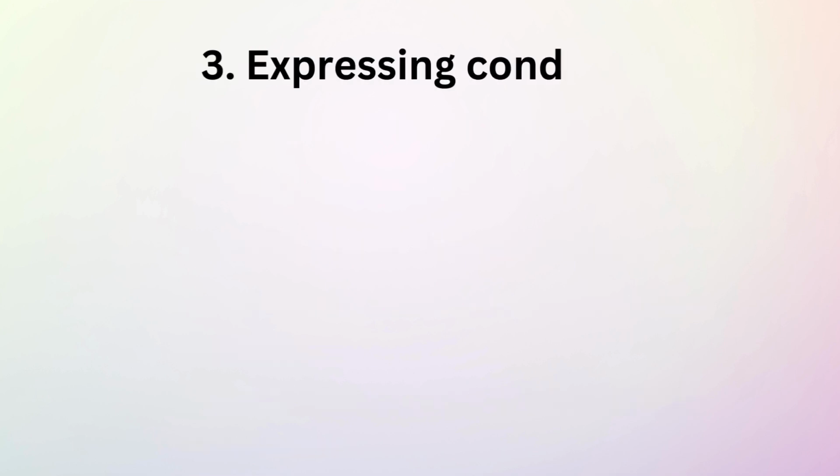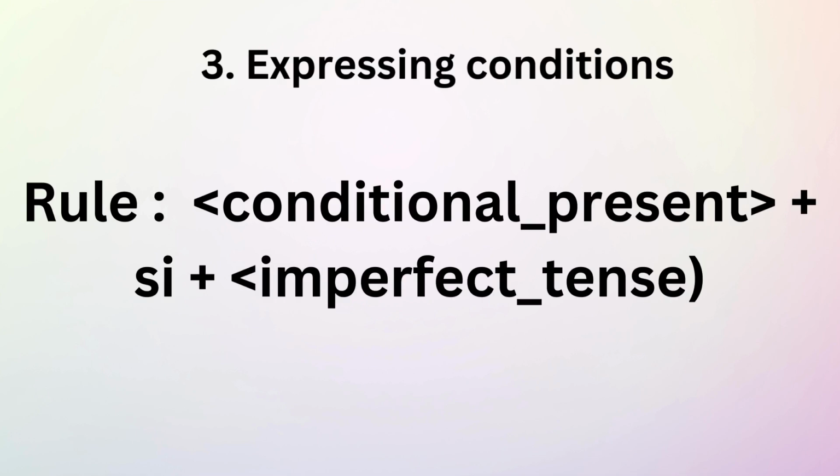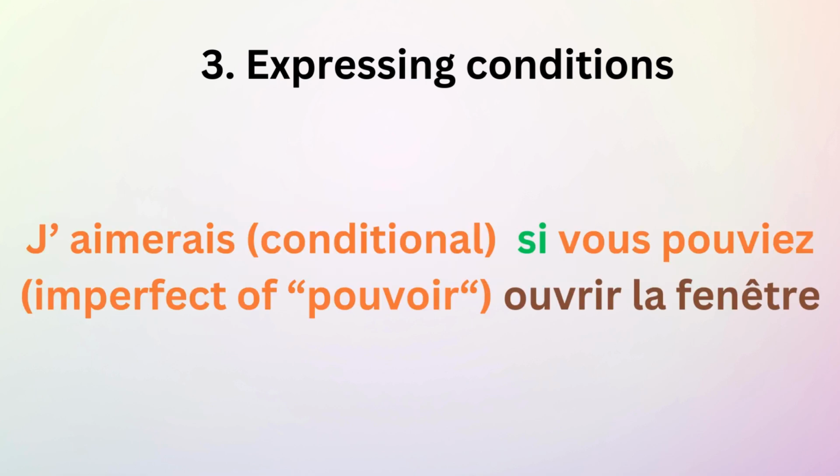Also, a more common use case are conditions. The rule goes like this: we have a sentence using the conditional present plus si plus a sentence using the imperfect tense. And what do I mean by that? Let's take an example. J'aimerais si vous pouviez ouvrir la fenêtre.